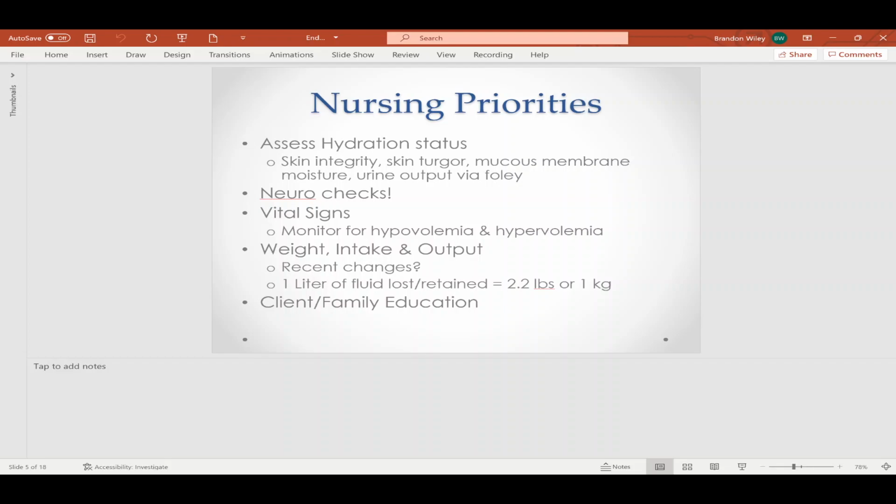Your sodium. Can you see how when you have shifts in your fluid status, you're going to have some shifts in your sodium? And we'll talk about all that in a minute. Vital signs we're going to monitor for hypovolemia and hypervolemia.